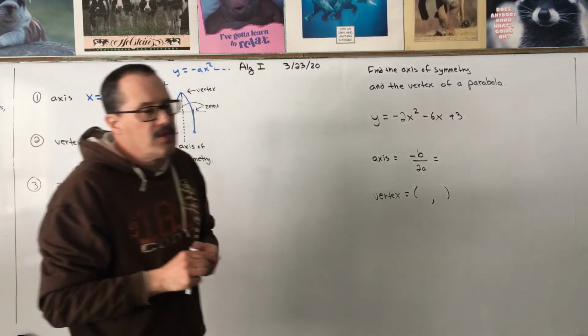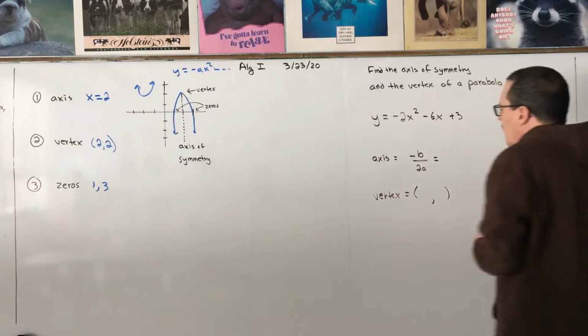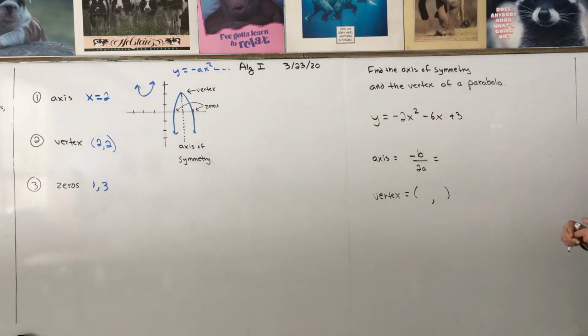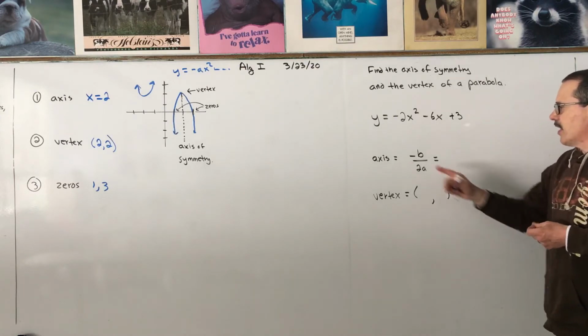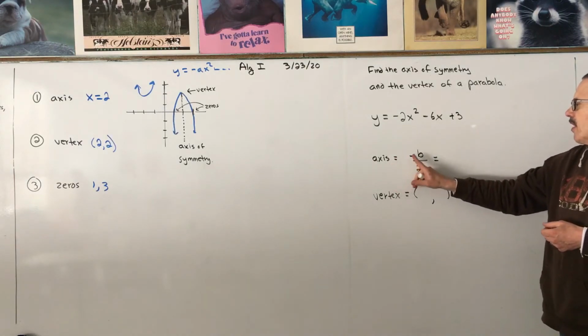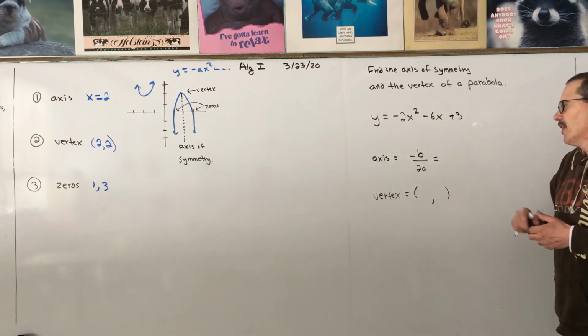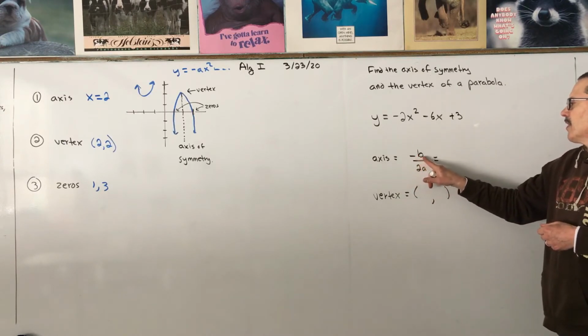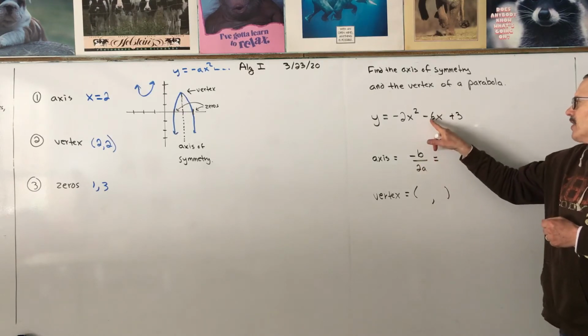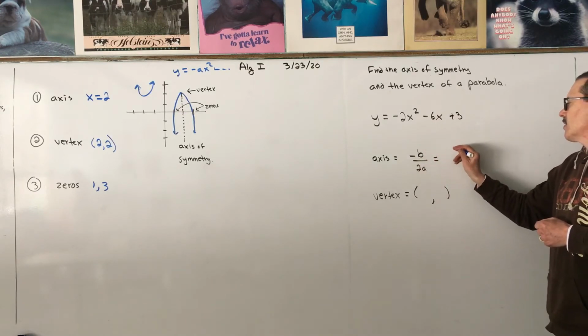Second thing is I wanted to show you finding the axis and the vertex on a more difficult problem, so that when you hit these, you don't get like, oh wow, I can't do this, because yes, you can. All right, so the axis, you always use a rotten banana over 2 apples. That's how I remember it. It helps me. So I'm going to take the opposite of whatever b is. So the opposite of negative 6 is a positive 6.